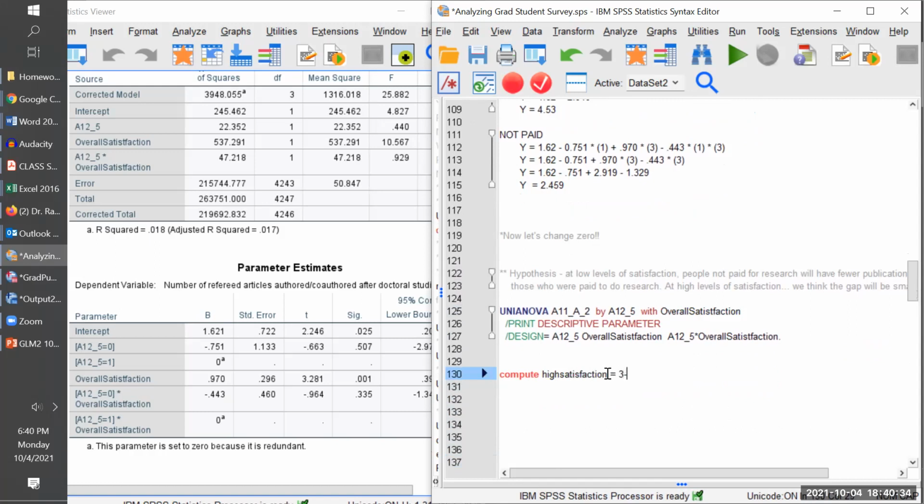High satisfaction. I want my 0 point to reflect high satisfaction. So I'm going to subtract 3 from the overall satisfaction score. So now anybody who has a 3 is going to be a 0. So my 0 point will reflect people with a high satisfaction rate.